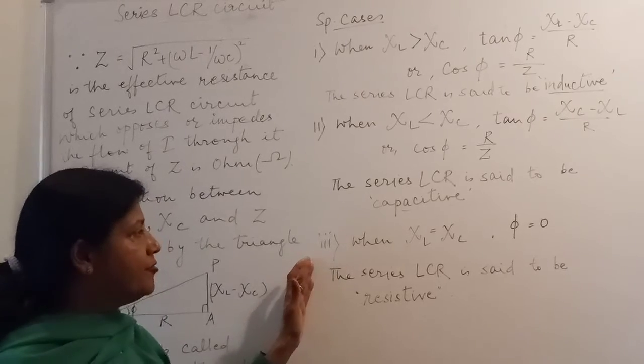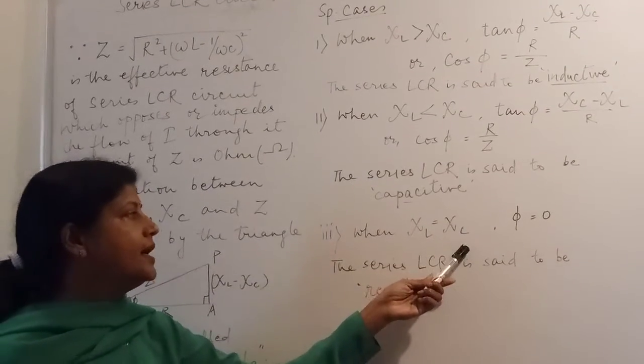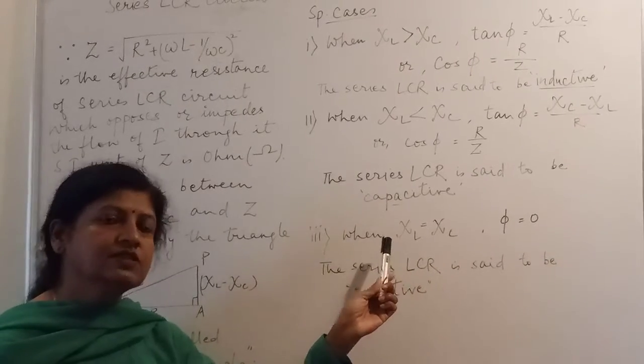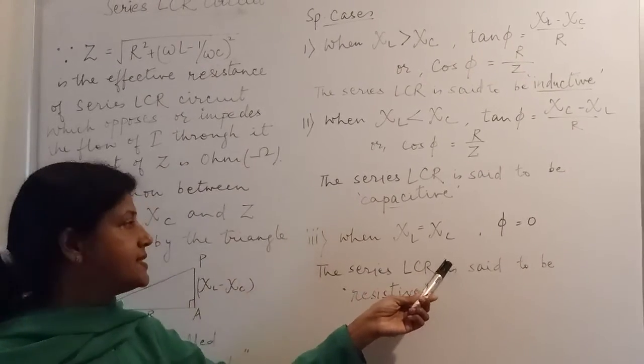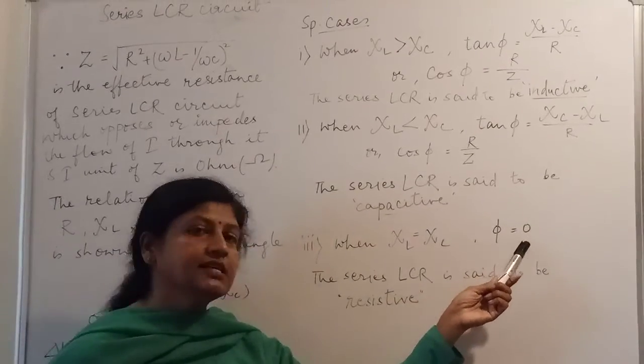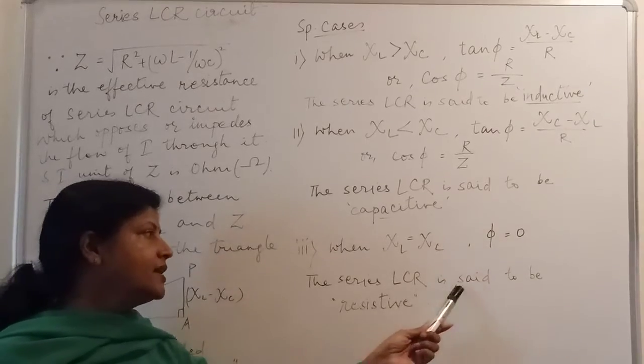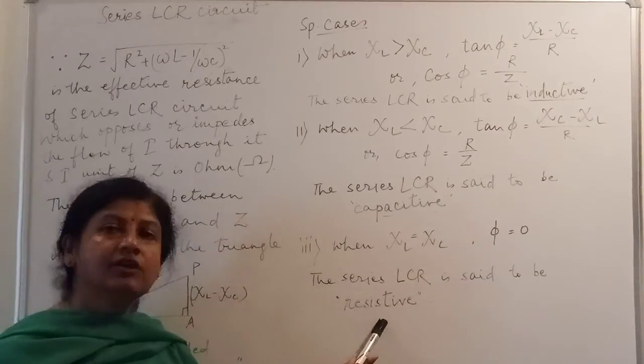Third case, when XL is equal to XC. Substituting XL equal to XC for tan phi, we get angle phi is equal to 0. The series LCR is said to be resistive.